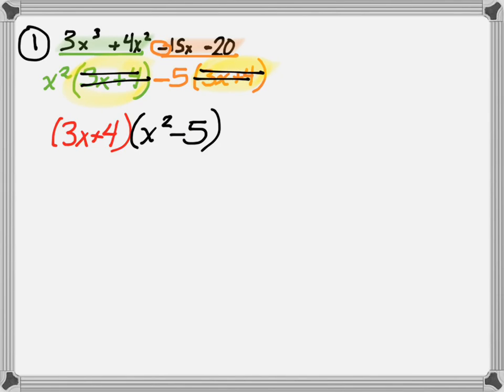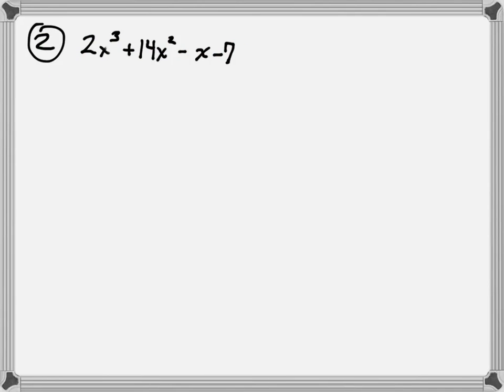On this, I look at my last term of that squared binomial. If that last term is a perfect square, then I might be able to factor more. In this case, I can't. That is my final answer. Let's do another one. So I'm going to look at my first 2 and my last 2.